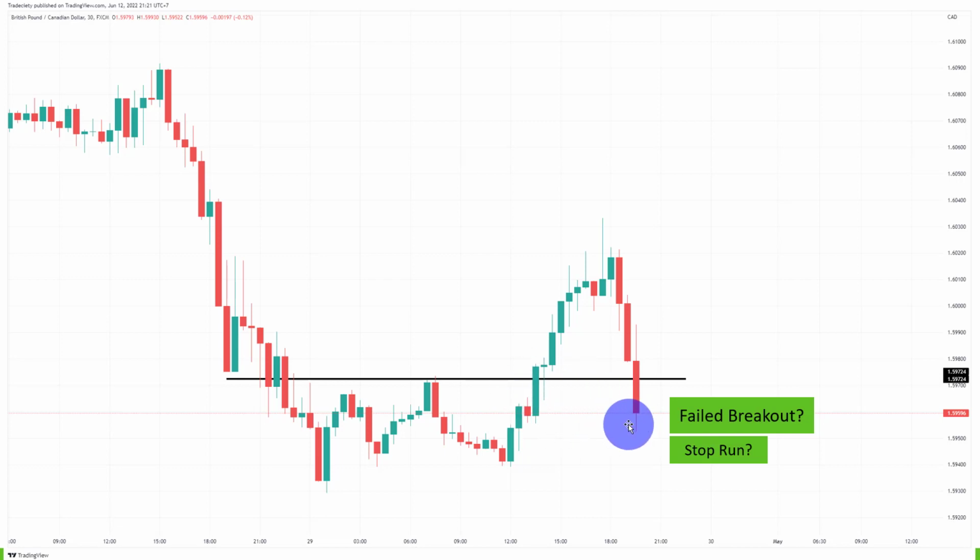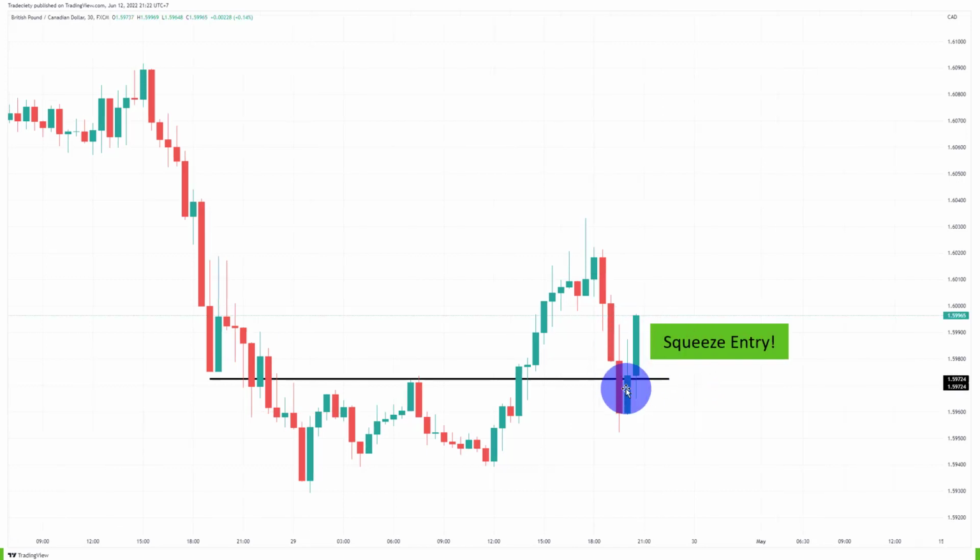So if you're trading breakouts, you have to be generous with your stop loss, and also don't move your stop loss too soon. Wait for the first stop run, or altogether turn it into a secondary signal. Wait for the squeeze to happen. After the market ran into the stop area, wait for the momentum to kick back in.